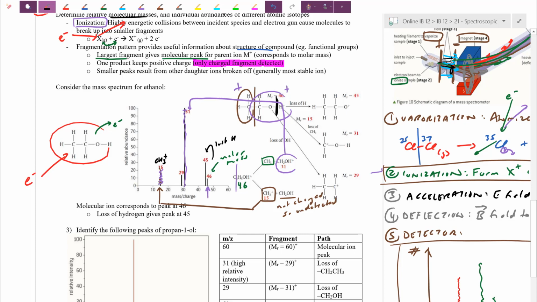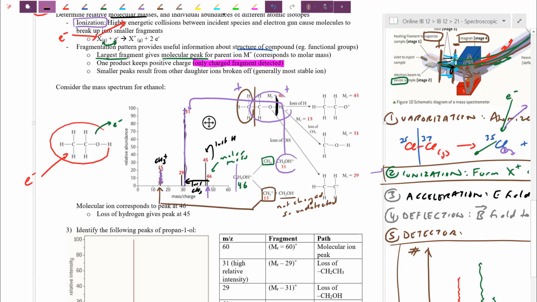Or you can look at the difference. What if 46 has lost my CH3 grouping? If I end up losing my CH3, 46 minus 15 gives you a 31. This one here could be the remnant, could be the other part. If the other part, this CH2OH part, takes on the positive, I can end up seeing that as well. So look at the grouping directly and look at the difference from the parent ion.